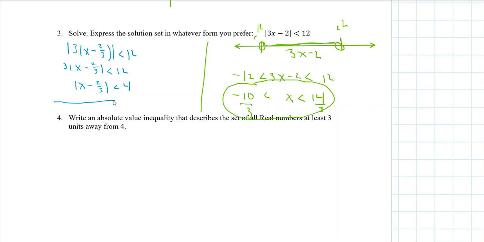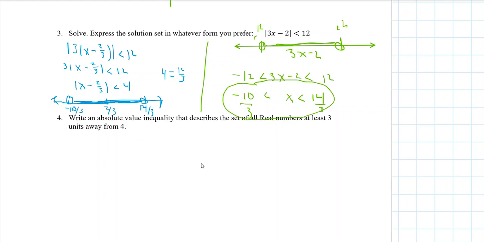So it's the set of all points that are within 4 units of 2 thirds. So there's 2 thirds right there. If I go 4 units this way, so 2 thirds, 4 equals 12 thirds. So if I add 12 thirds to 2 thirds, I get 14 thirds. Subtract 12 thirds from 2 thirds, I get minus 10 thirds. And so it's everything in between. Open circle, graph. That's another way of getting the same answer.